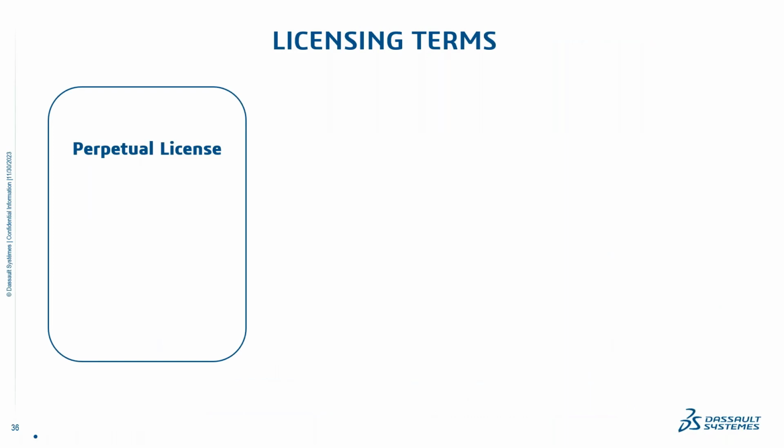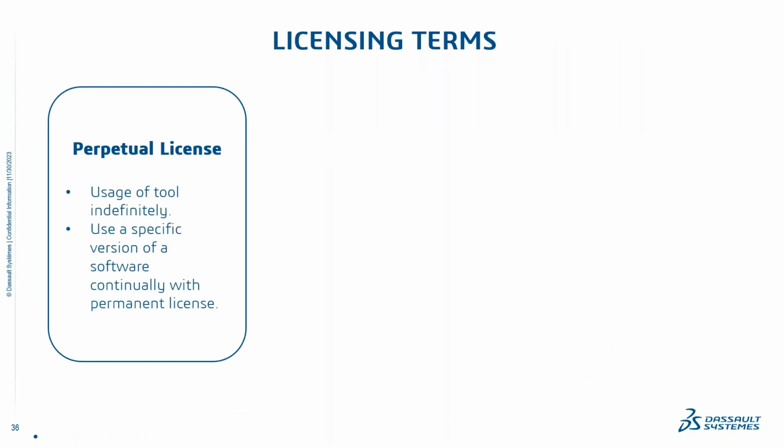DraftSight comes with perpetual licensing, wherein the usage of the tool can be indefinite. Once you purchase or invest in the tool, you can use it for a lifetime, so we call it a lifetime license. You can use a specific version of the software continuously with the permanent license.